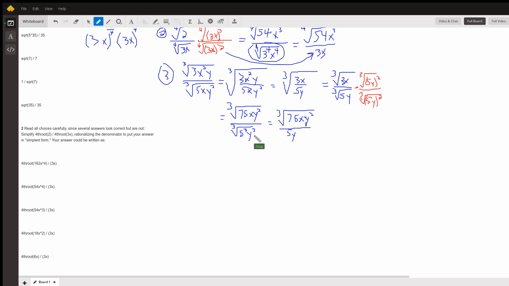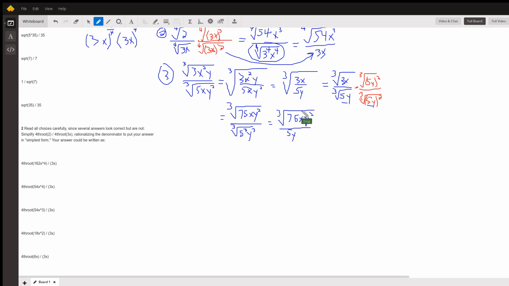Or you can think of it this way. If I multiply these together, I get 5 cubed, because I got a 5 squared here, and a y cubed, because I got a y squared and a y. The cube root of 5 cubed, y cubed is 5y.